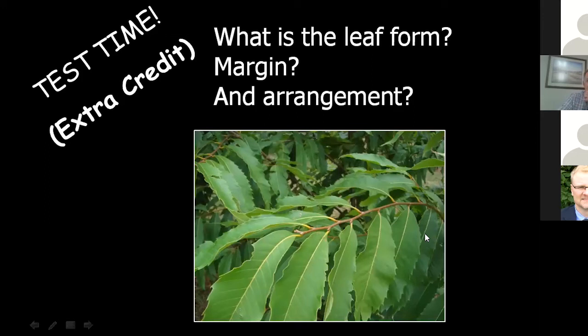Okay, the form on this thing. Let's take a look and see what we have here, and that is, let's look for the buds. Here's a bud, there's a bud, there's a bud. The arrangement on this thing is alternating, and the margins are serrated. And what is the leaf form? One leaf, so it is simple. It is not compound, it is simple.